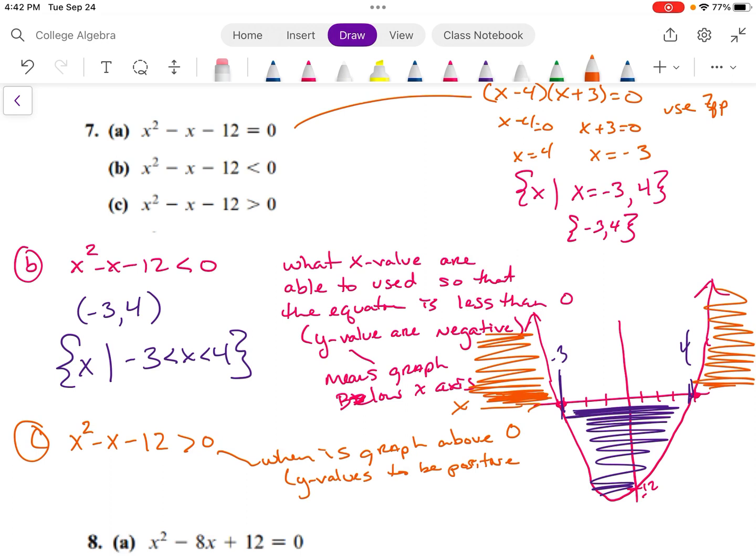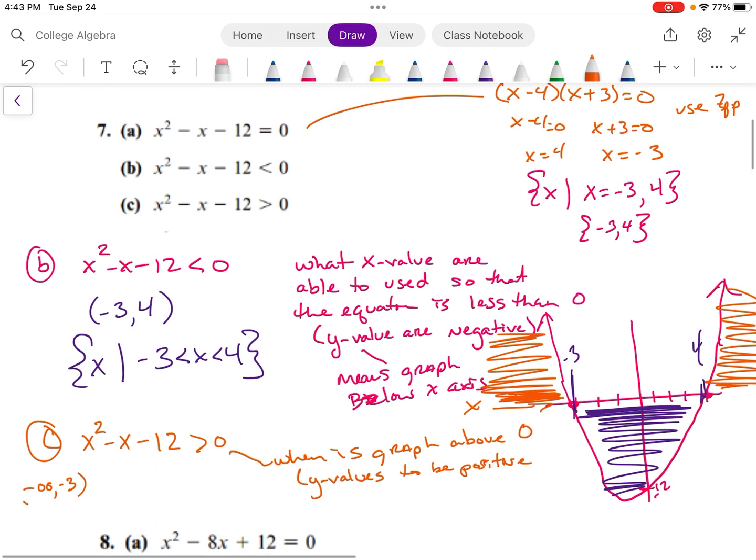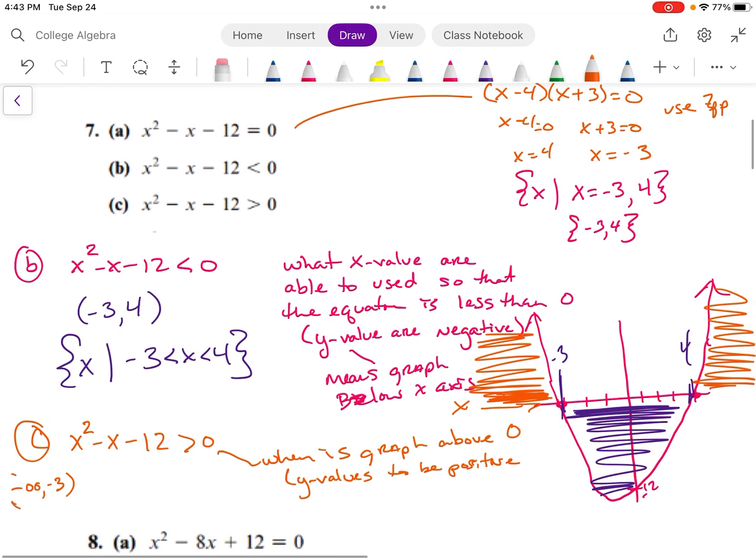We're going to start from the left, from -infinity to -3. I am above the x-axis is where I'm at. And then union the other x-intercept, 4 to +infinity. And so those are the 2 parts on when the x value is being used that gives me a positive y answer, because that's when the graph is above the x-axis.